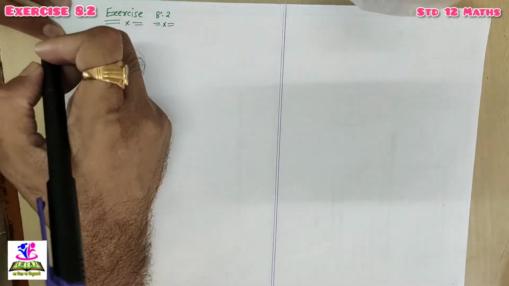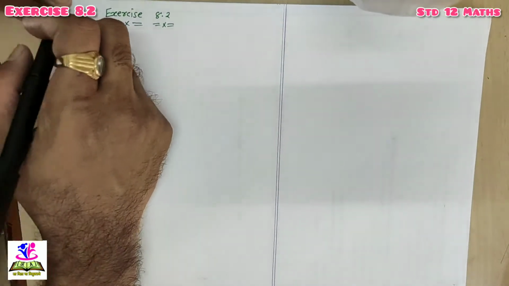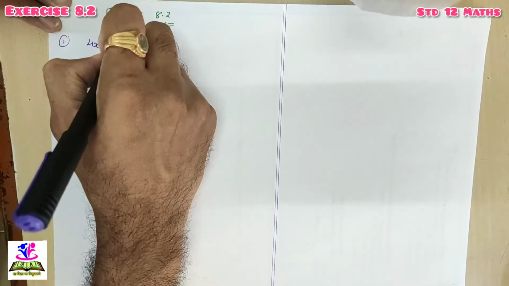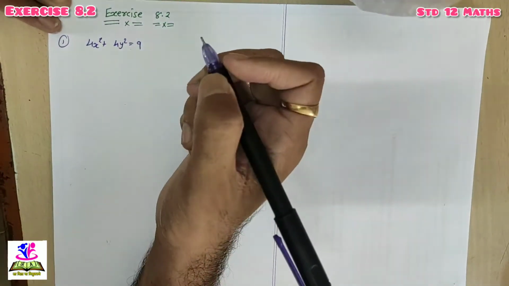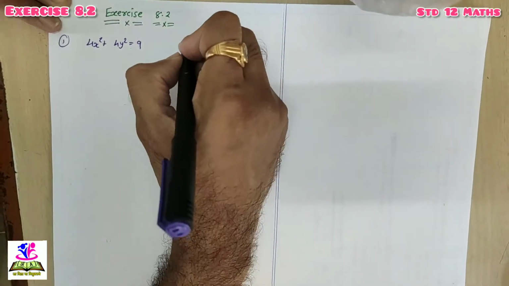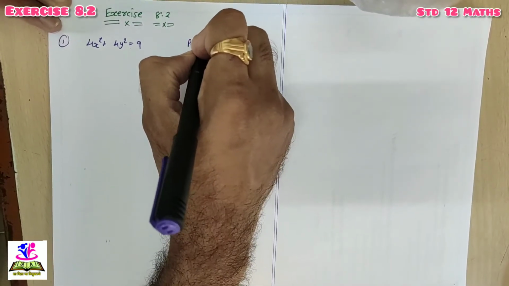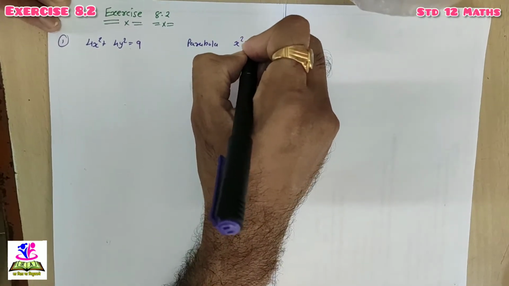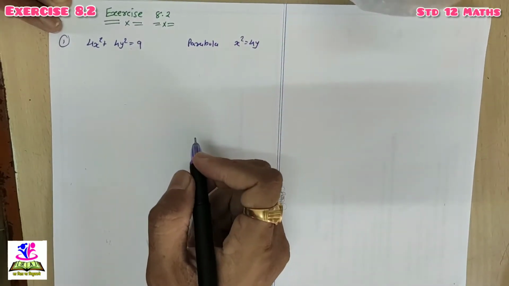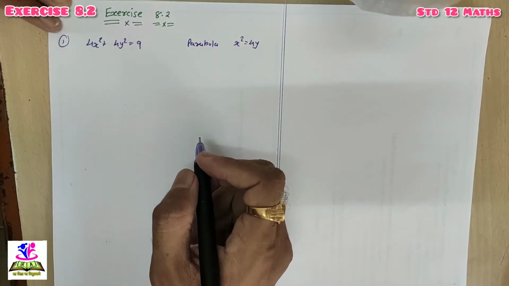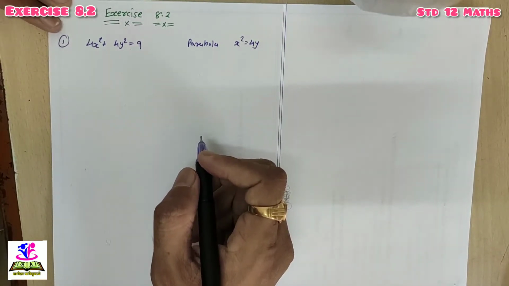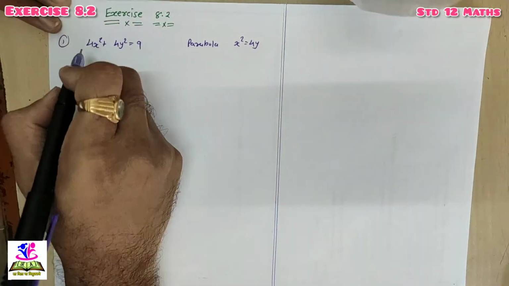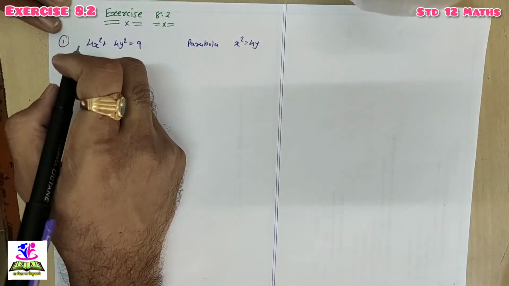Here we have to find the area of the circle 4x square plus 4y square equal to 9, which is interior to the parabola x square equal to 4y. So the area of the circle which is interior to the parabola x square equal to 4y, that you have to find. Done. So here the equation of the circle is 4x square plus 4y square equal to 9.